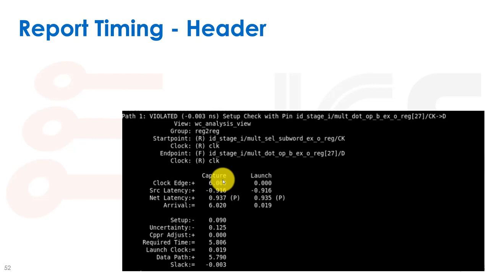So I'm going to zoom in on the header, which shows us basically all of the data we need to know about our design. This is a really verbose set of slides that's going to show you different parts and how you can extract different information from your timing report.